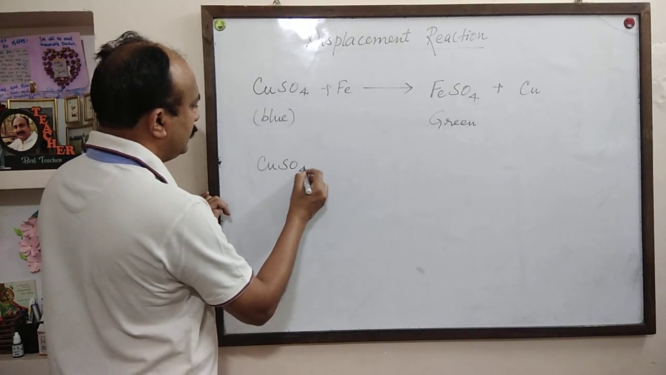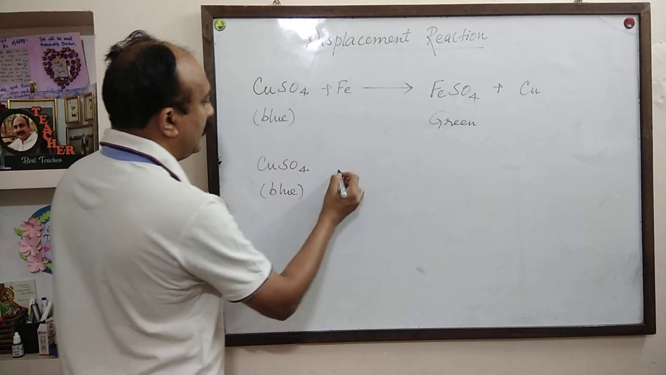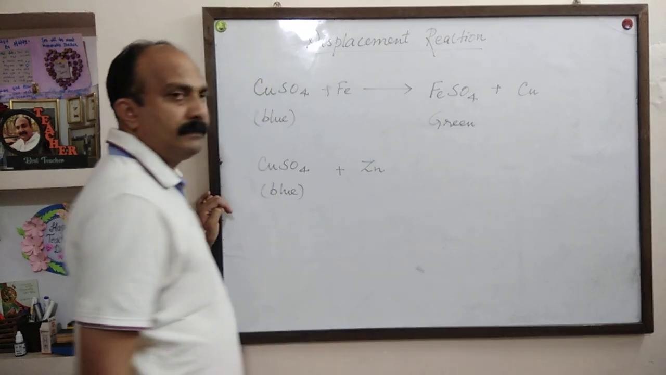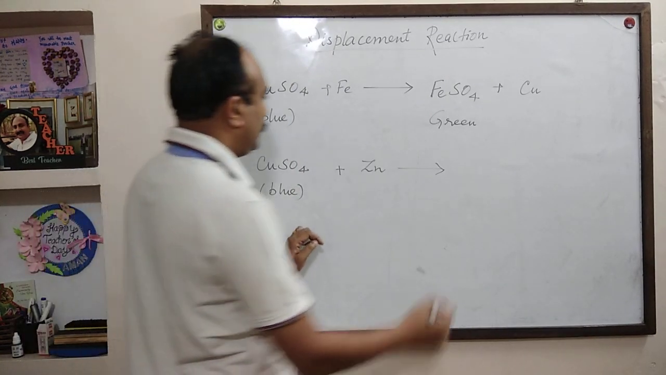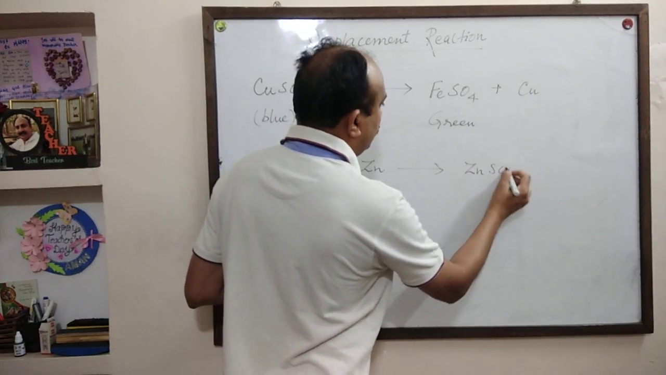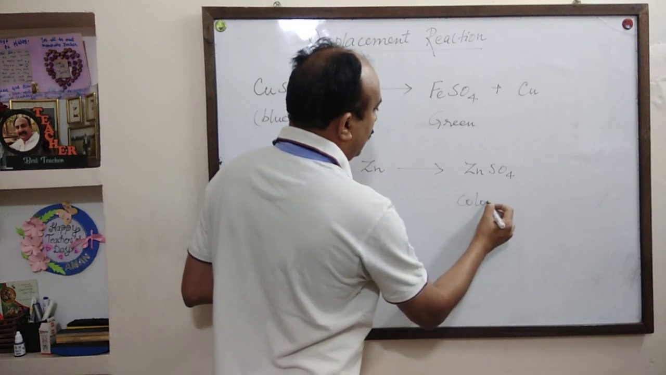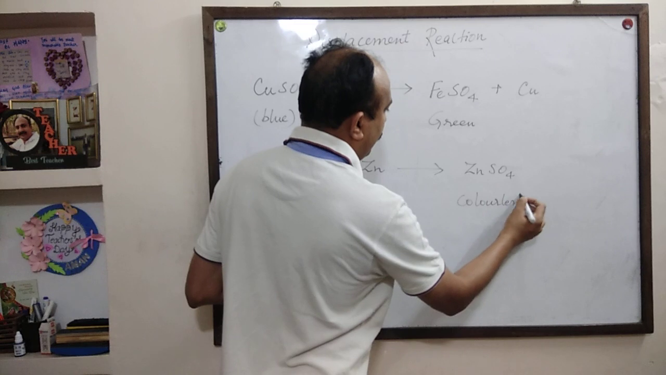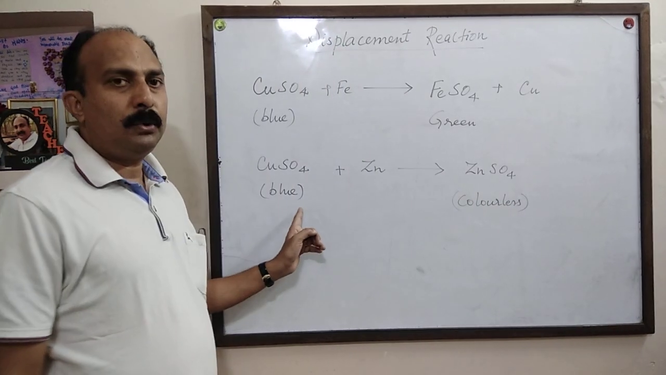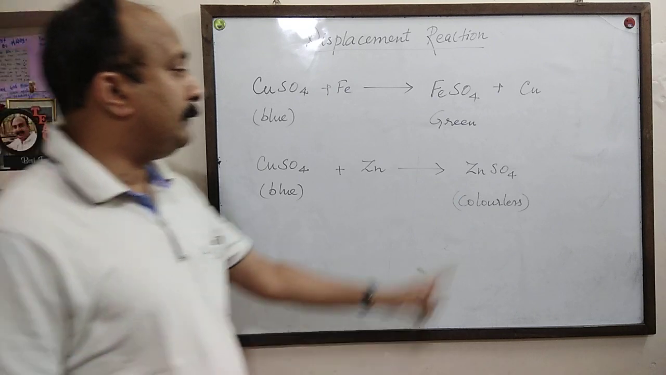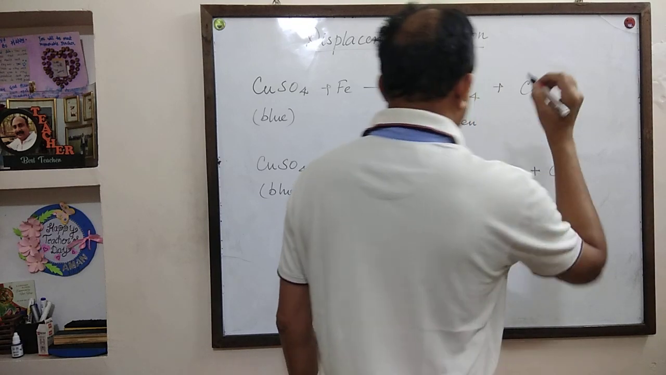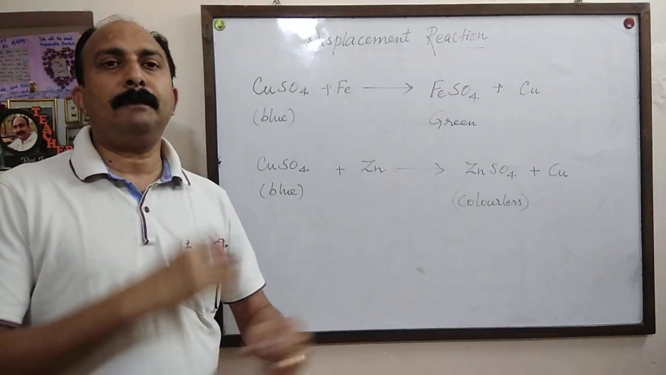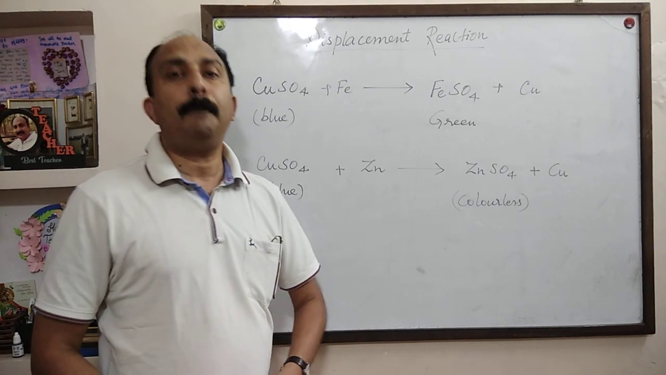In the same way, take copper sulfate solution that is blue in color and put a zinc strip, Zn, zinc, and watch after 10 to 15 minutes. You can see the color of the solution is now colorless. The blue colored copper sulfate solution will become colorless, and you can see the zinc strip is completely coated with the copper.